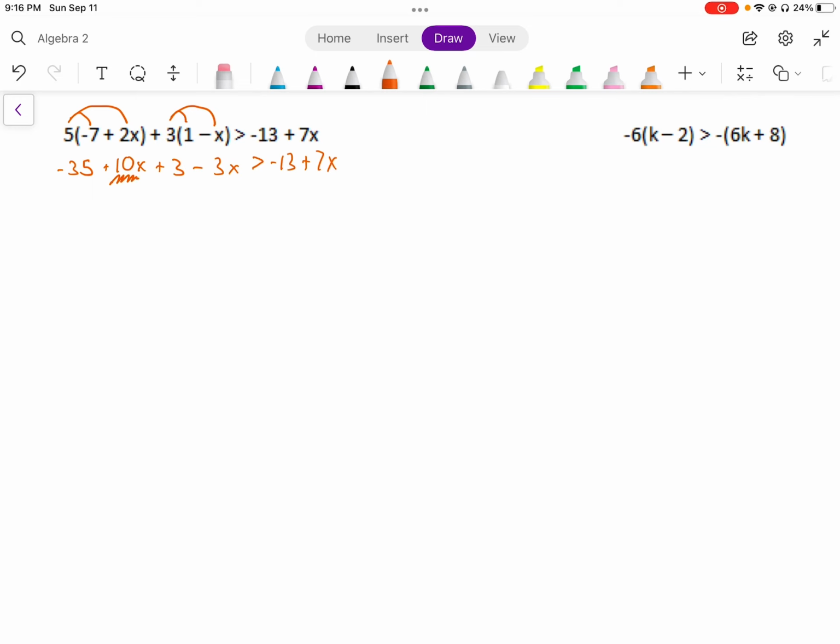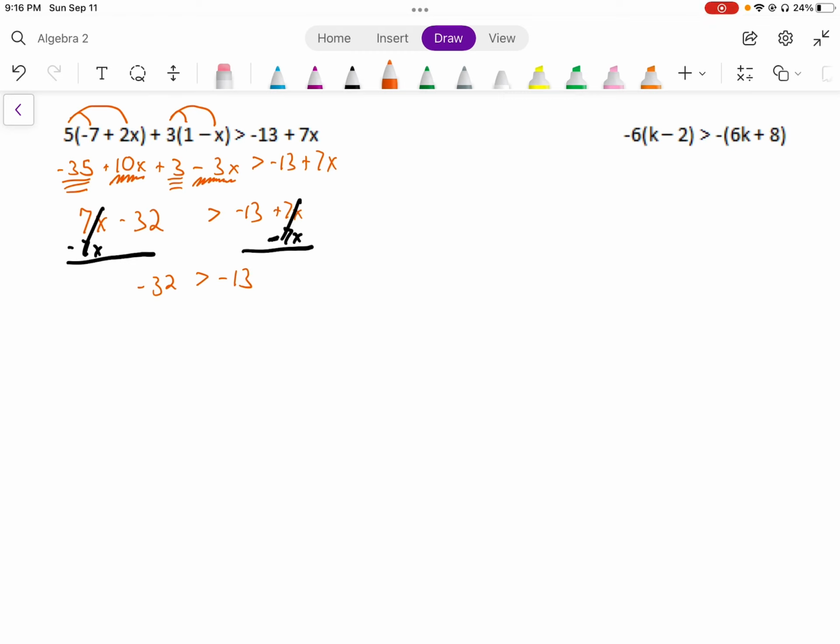We'll add some like terms. Let's start with the x's. So we have a 10x and a negative 3x. So that's 7x. We can combine the negative 35 and the 3. That's negative 32 is greater than negative 13 plus 7x. We'll go ahead and get the variables to the left side, so I'll subtract 7x from both sides. And we run into something kind of interesting here. The x's cancel completely, and we're left with negative 32 is greater than negative 13.